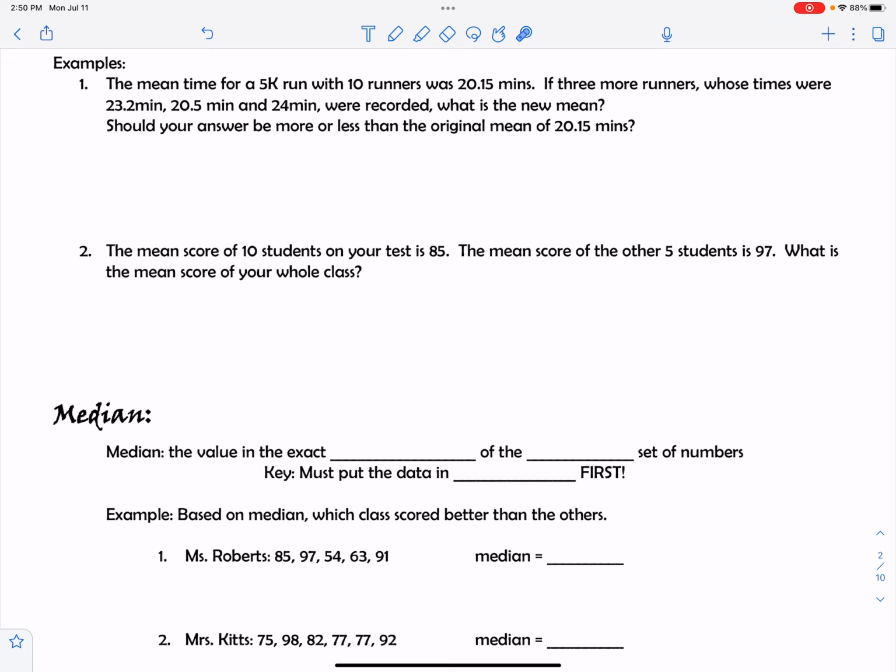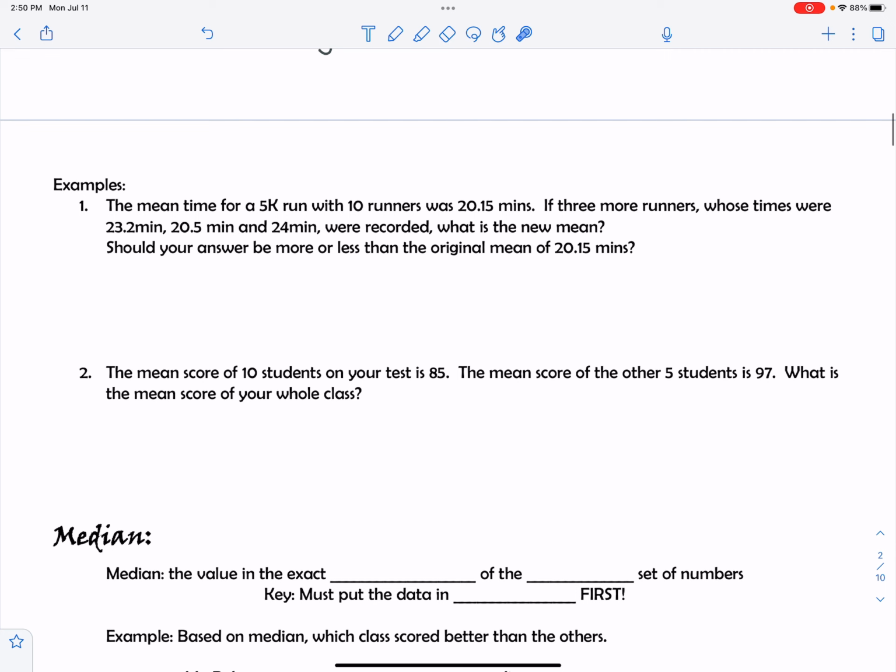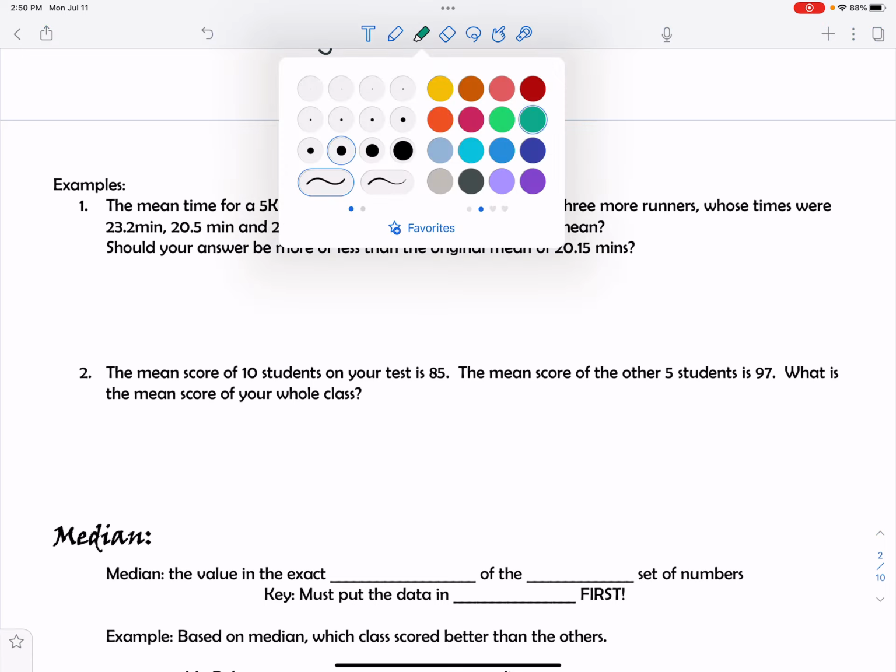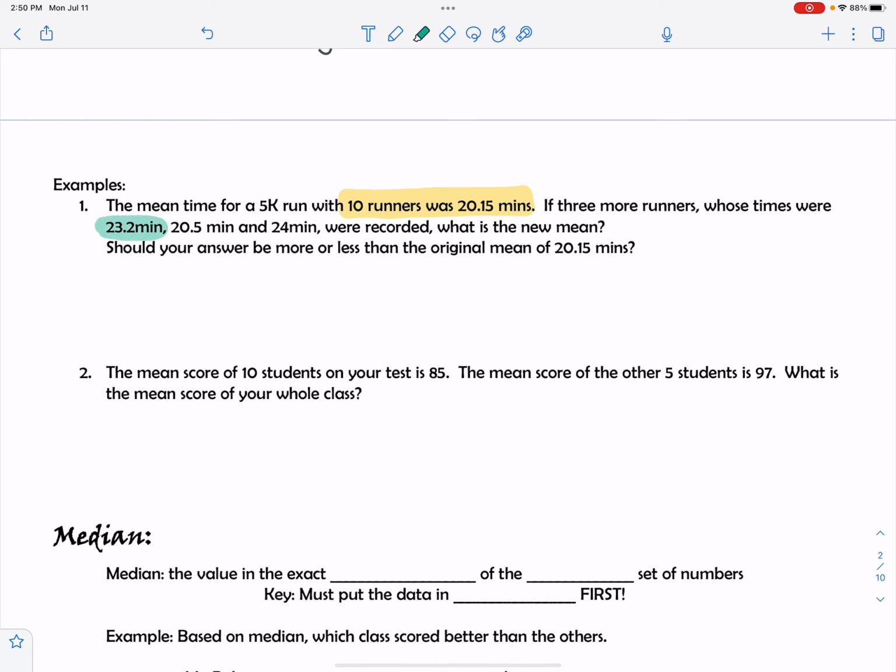The first one says the mean time for a 5K run with 10 runners was 20.15 minutes. If 3 more runners whose times were 23.2, 20.5, and 24 were recorded, what is the new mean? So I had a race and just 10 runners had an average of 20.15. Then 3 more people, I added in their times, and now I've got runners whose times were 23.2, 20.5, and 24 minutes.